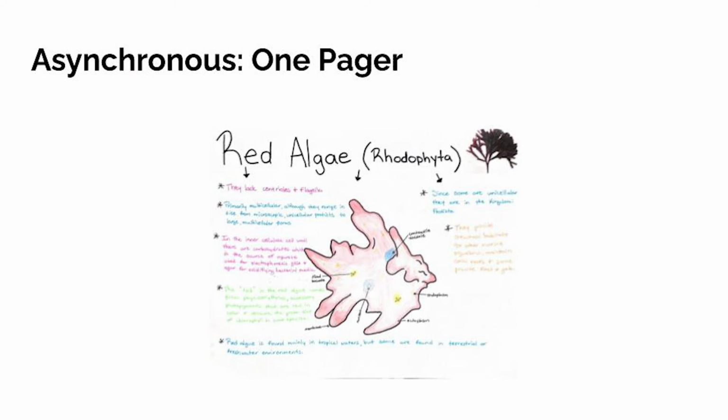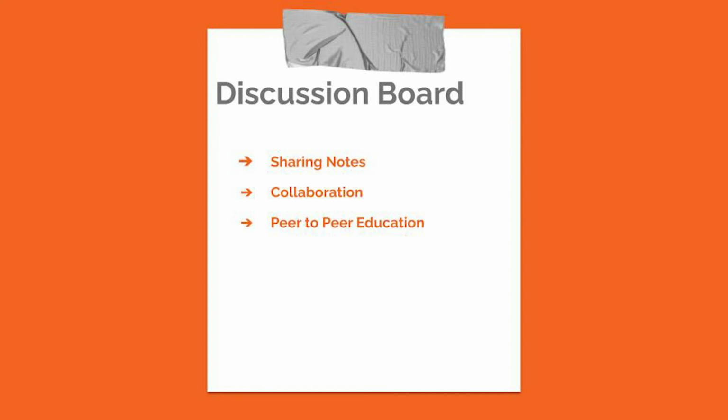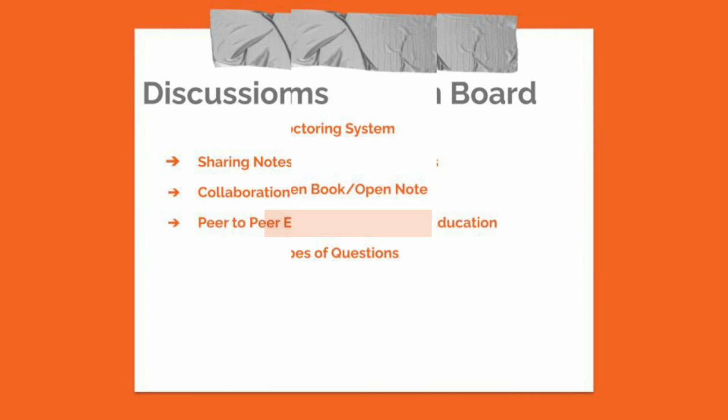A one-pager is another form of asynchronous learning that provides an outlet for creativity. While not every student is an excellent artist, I have them include a visual element to make connections to the written material. The students put their one-pagers up on the discussion board to provide others a chance to download and print them off to use for their exams. Both of these methods are excellent ways to encourage collaboration and peer-to-peer education.